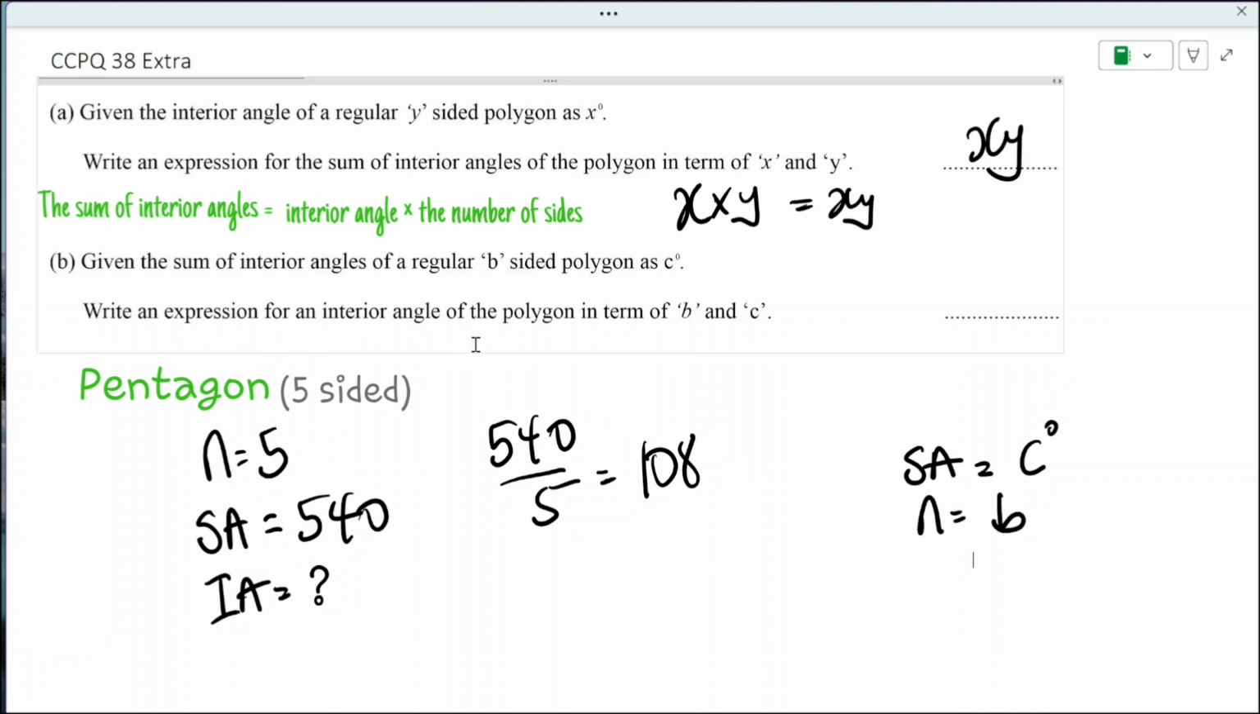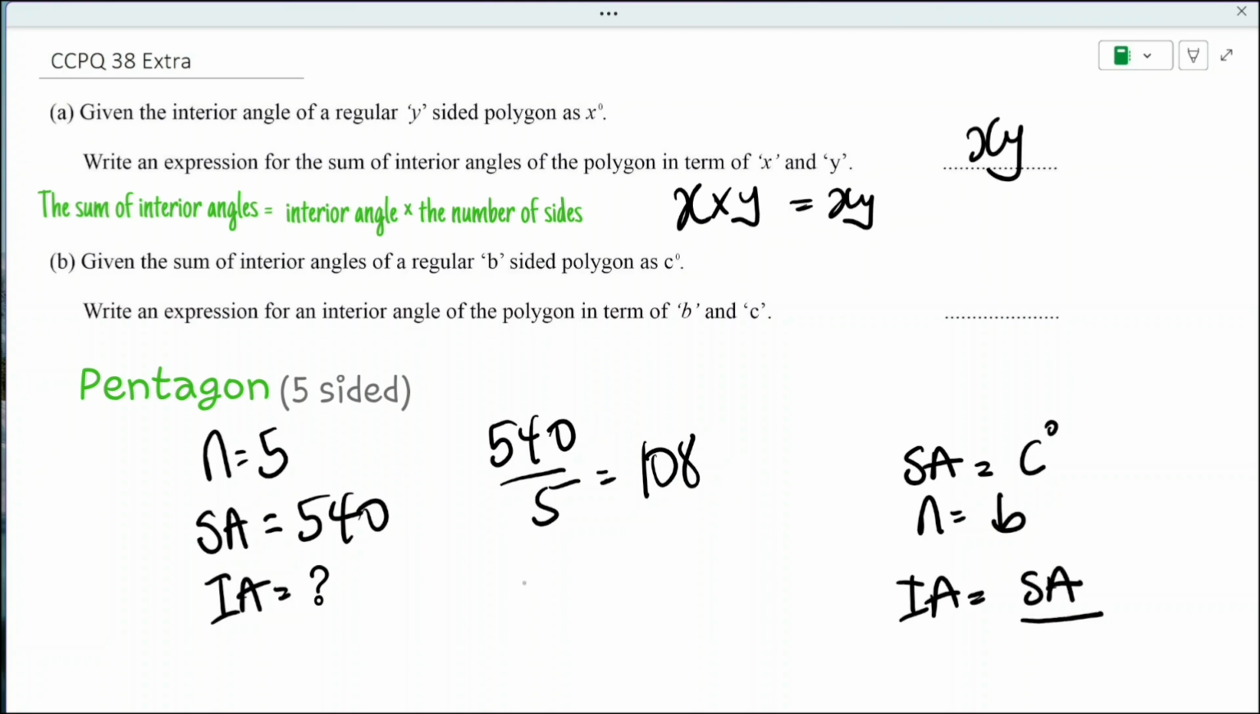To write an expression for an interior angle, which is IA, in this case, it is the sum of the interior angles SA over the number of sides, which is n. Our SA is c, that's the sum of the interior angles, and the number of sides, that's n, is b. So we have this as c over b. That's the sum of interior angles, which is c, over the number of sides, which is b. So our answer is c over b.